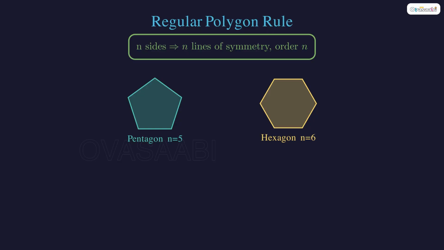Remember, for any regular polygon, the number of sides equals both its lines of symmetry and its rotational order.